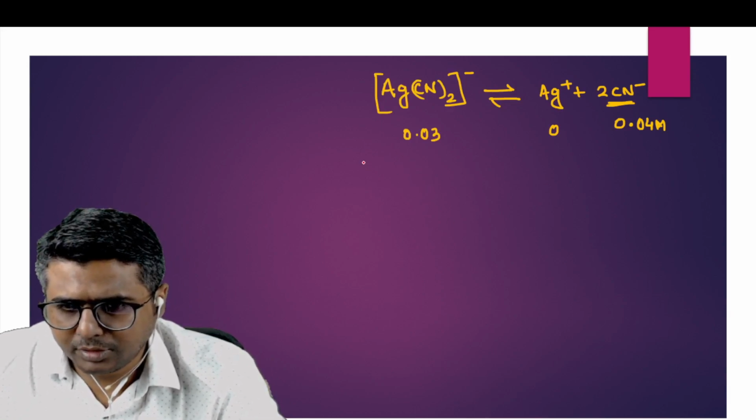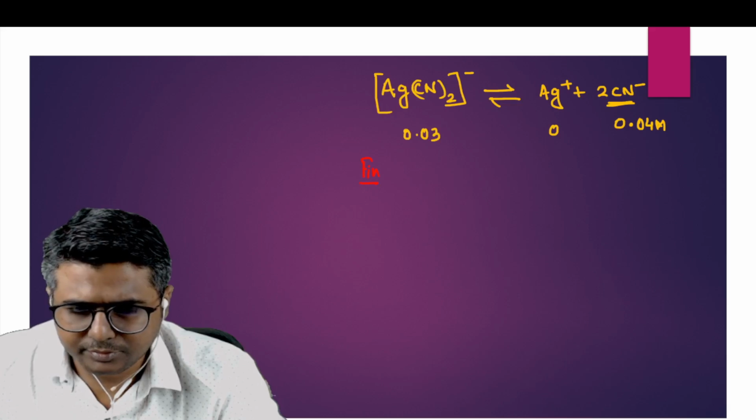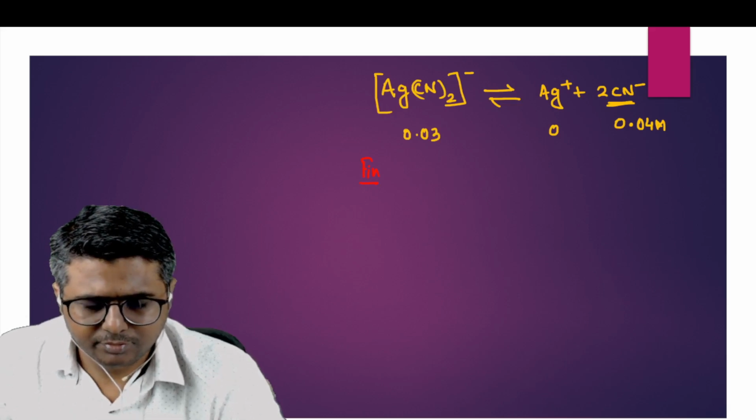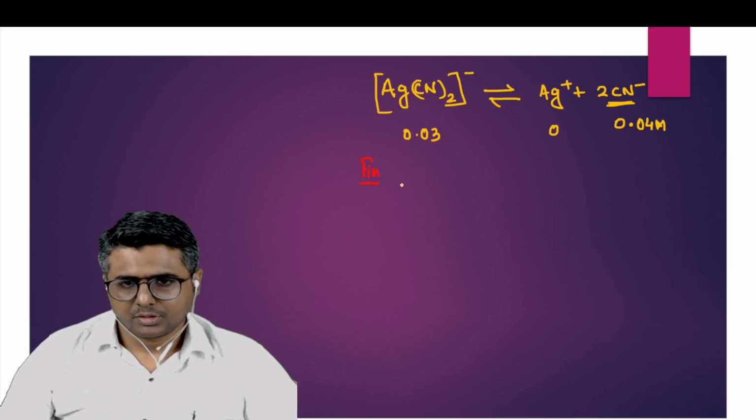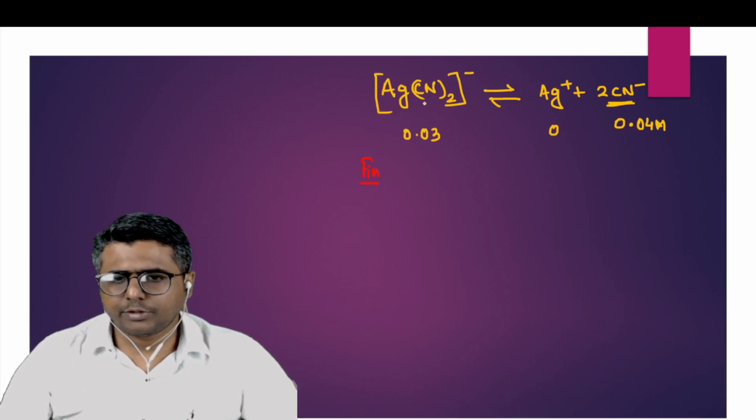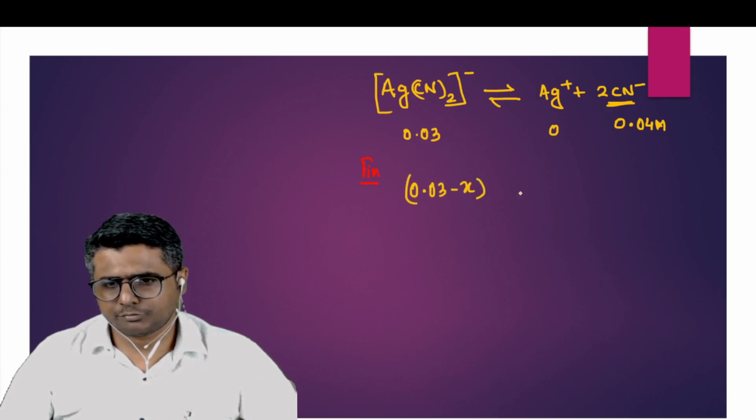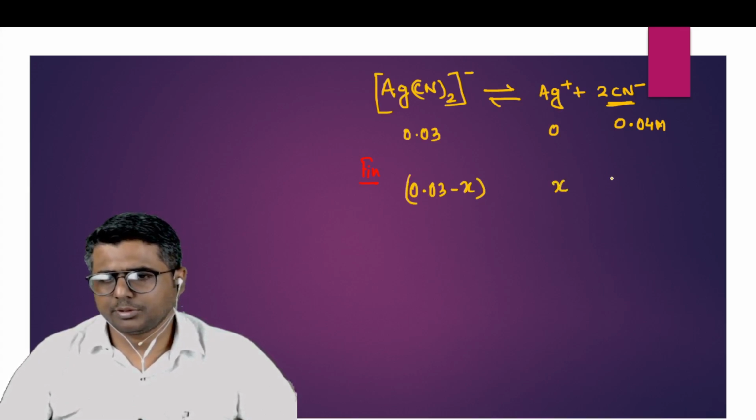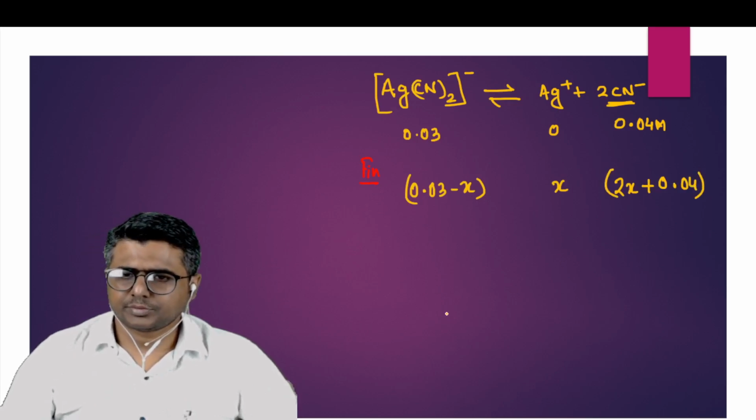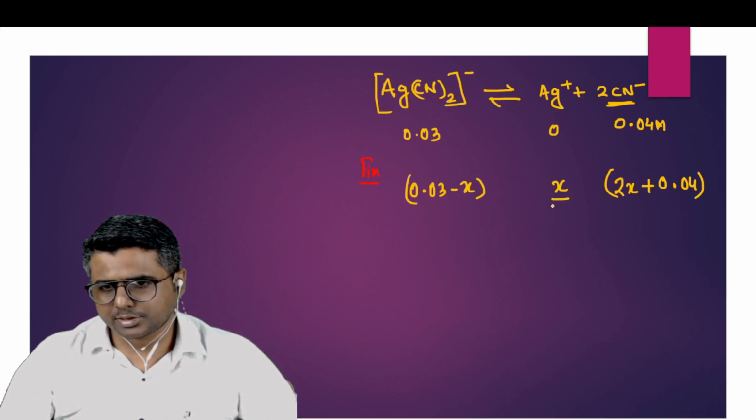So now finally what happens? Finally we don't know how much amount of AgCN2 has dissociated. So we will take that as X. If X moles have dissociated, here the formation will be X. Here it will be 2X plus what was originally 0.04. So you can clearly understand the concentration of Ag plus is X.